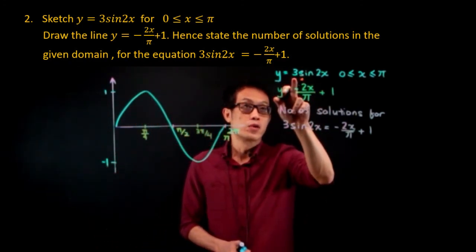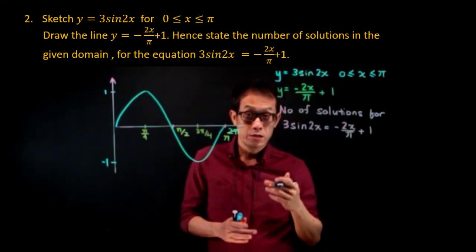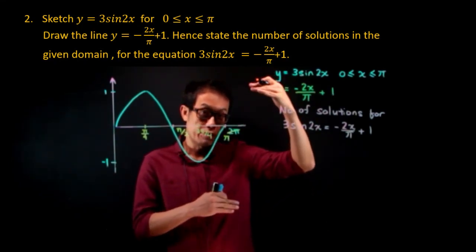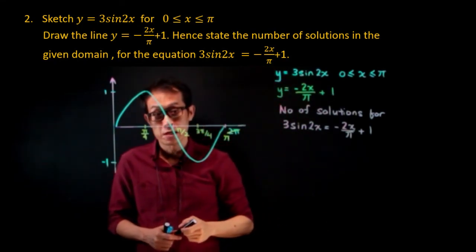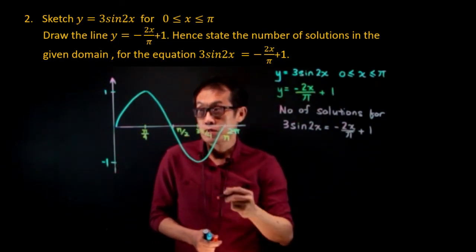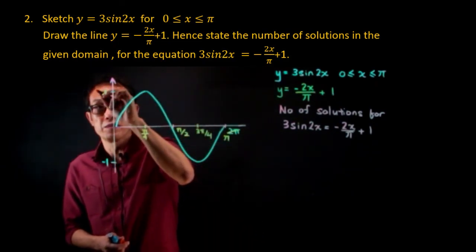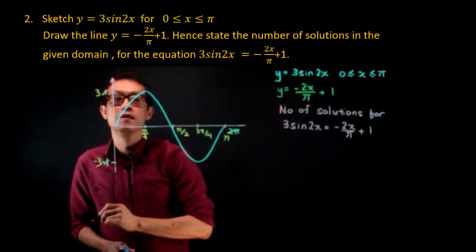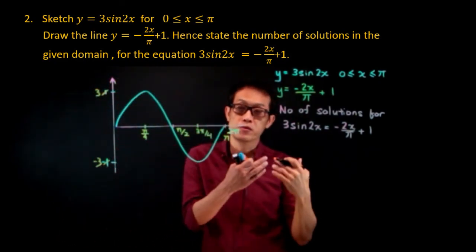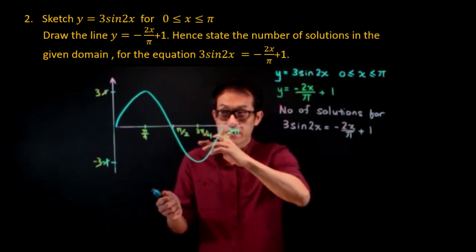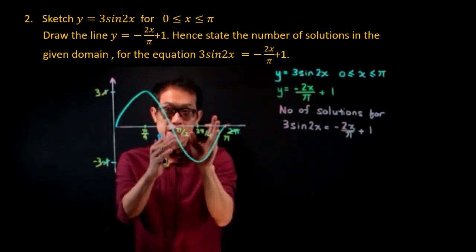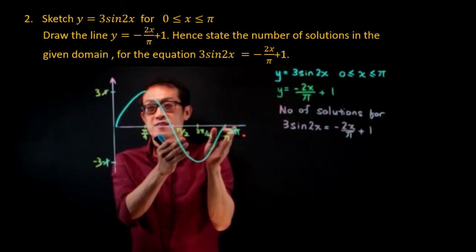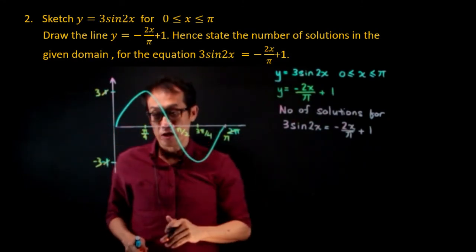Now, next we look at this 3. 3 actually stretches the graph parallel to the y-axis by a scale factor of 3. So instead of 1, now becomes 3. Alright, that is how we transform the graph. Instead of redrawing, sometimes we just rename the axis, the coordinates. We just change it accordingly.